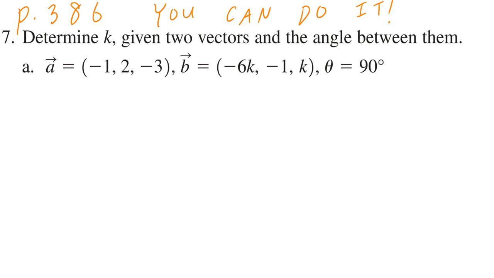Hi everyone. Let's take a look at number 7 on page 386. Determine k given two vectors and the angle between them. Part A. Vector A equals -1, 2, -3. Vector B equals -6k, -1, k, and angle theta is 90 degrees.